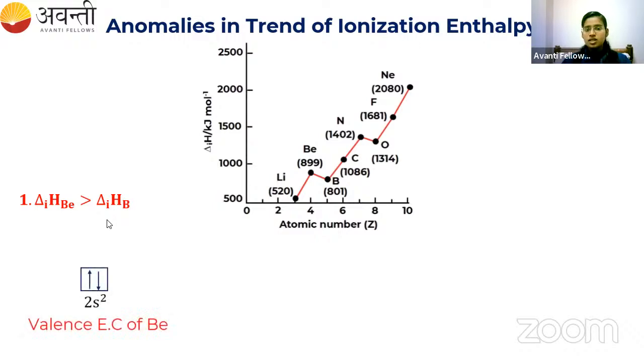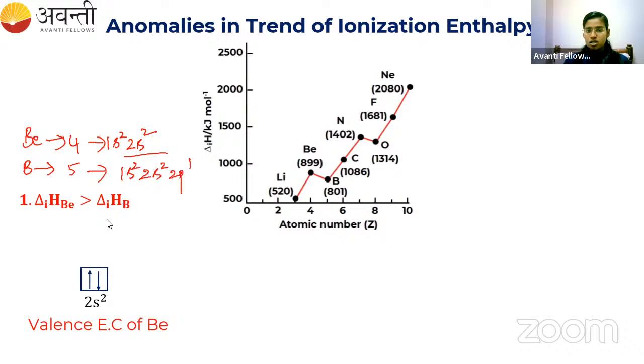This is the valence electronic configuration of beryllium. You all know that beryllium's atomic number is 4 and the electronic configuration is 1s2, 2s2. So the valence electronic configuration of beryllium is 2s2. And when you look into boron, boron's atomic number is 5. Electronic configuration is 1s2, 2s2, 2p1. So the second shell is the valence shell and it has 2s2, 2p1 configuration.